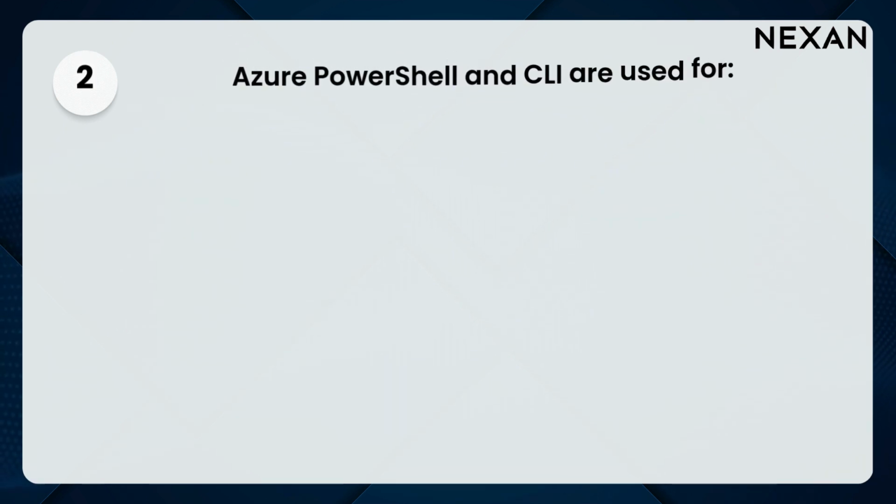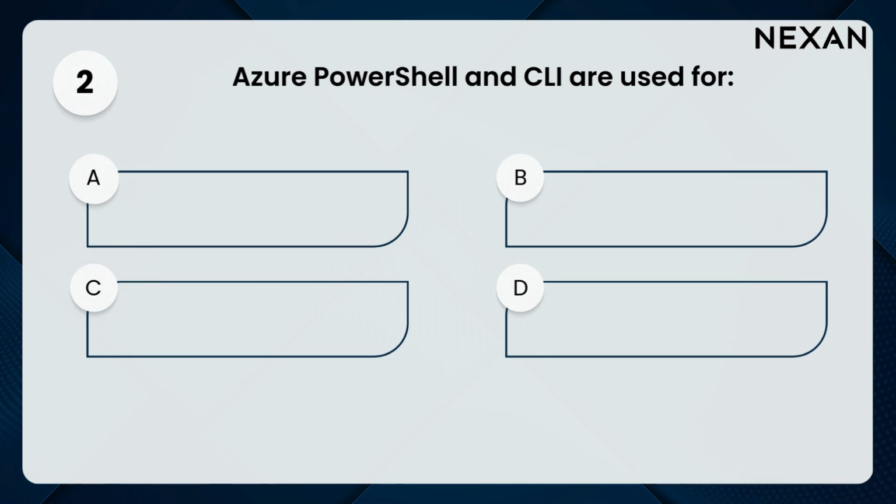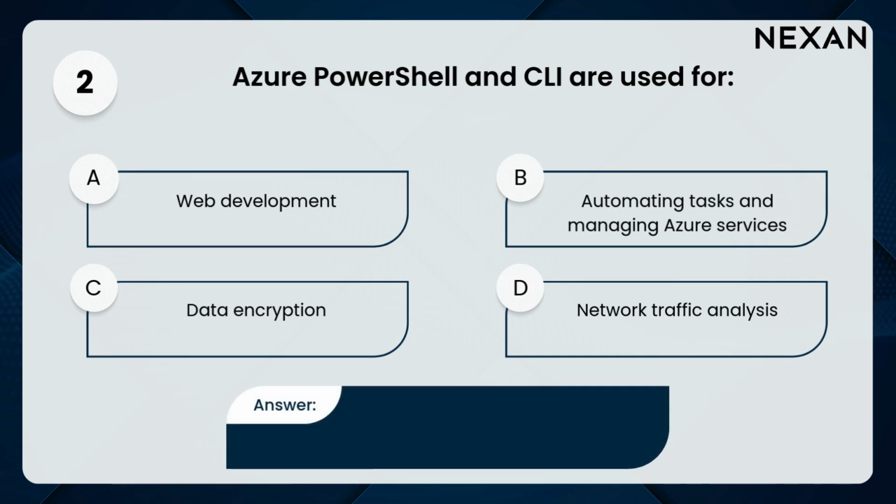2. Azure PowerShell and CLI are used for: A. Web development. B. Automating tasks and managing Azure services. C. Data encryption. D. Network traffic analysis. Answer: B. Automating tasks and managing Azure services.